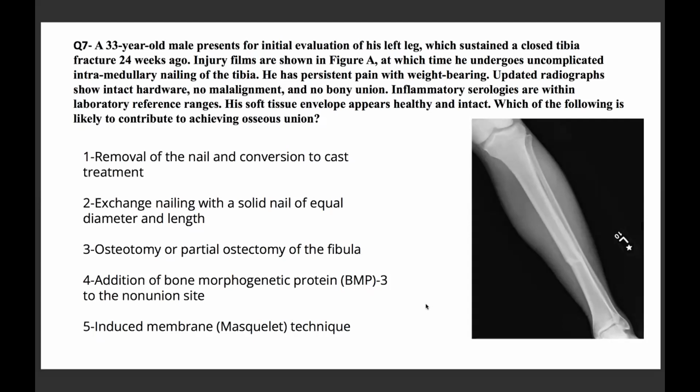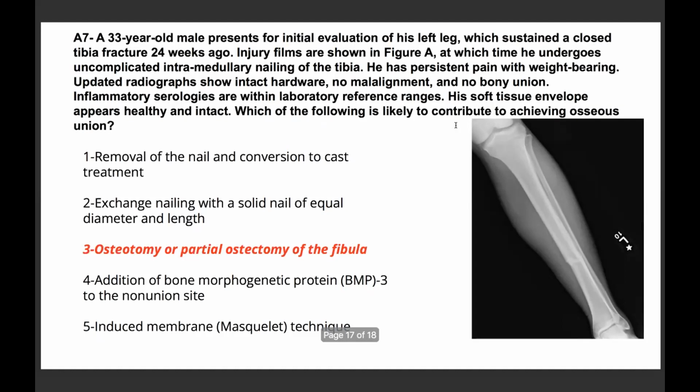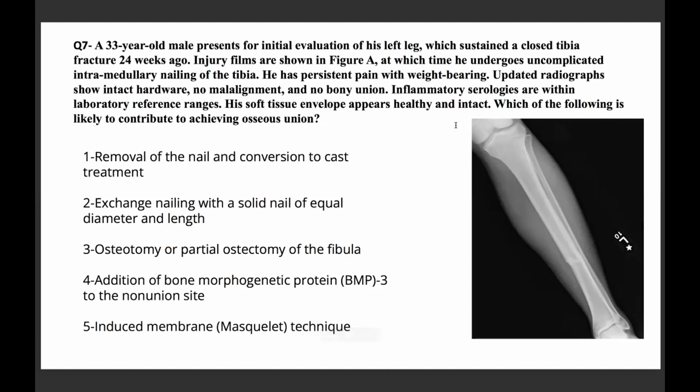Okay, I think those X-rays are pre-fixation, I believe. There is no nail here actually. But it's a general or basic science question: which of the following is likely to contribute to achieving osseous union in a tibia fracture, I think. Especially in the one who had the nail with no malalignment, but no bone union.